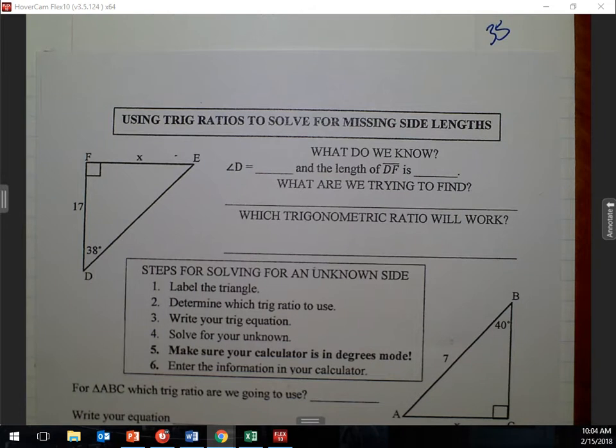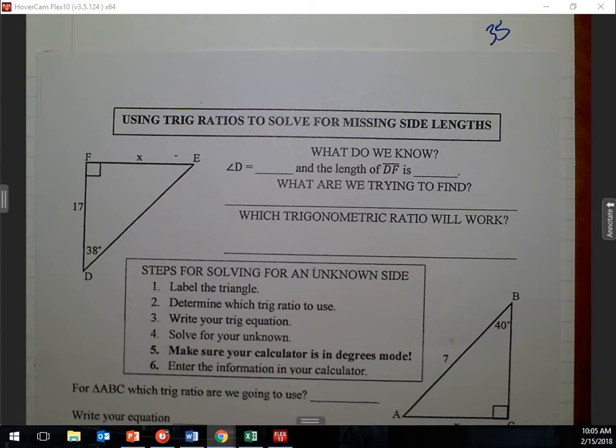Alright, today we're using trig ratios to solve for missing side lengths. Now, in trigonometry, this is actually the basis of what you're doing for all of trig. All we've done so far is identify certain angles and sides in our ratios. Now we're actually going to use trigonometry to solve for stuff.